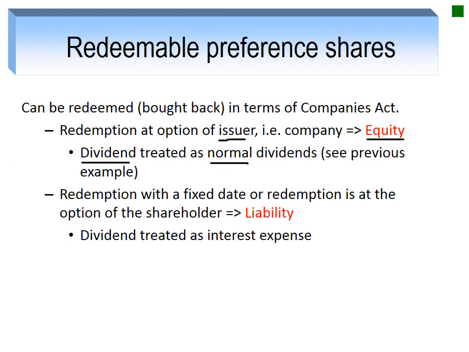But if the redemption has a fixed date that we say we are going to pay back the shareholders at a future point in time on a certain date, or it's at the option of the shareholder who can demand at any point that the company pays the money back, then those preference shares must get disclosed as a liability, not as equity. And then the dividend on those preference shares is treated as an interest expense. And I'm going to show you an example now of how that works.